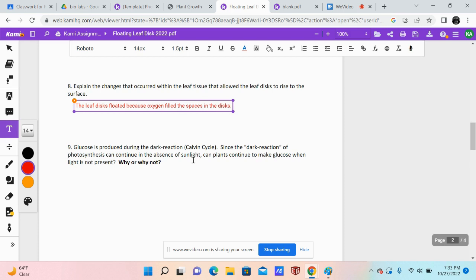That water that I put into the leaf disc, I sucked the air out using the syringe. I let go of it and whoosh, water moved in. Well, when photosynthesis occurred and it created oxygen, the oxygen moved the water out. And we all know that air and oxygen can float. So that's what caused the leaf disc to float. And the last one, glucose is produced during the dark reaction, the Calvin cycle. Since the dark reaction of photosynthesis can continue in the absence of sunlight, that's not true. That's a false statement. Can plants continue to make glucose when light is not present?